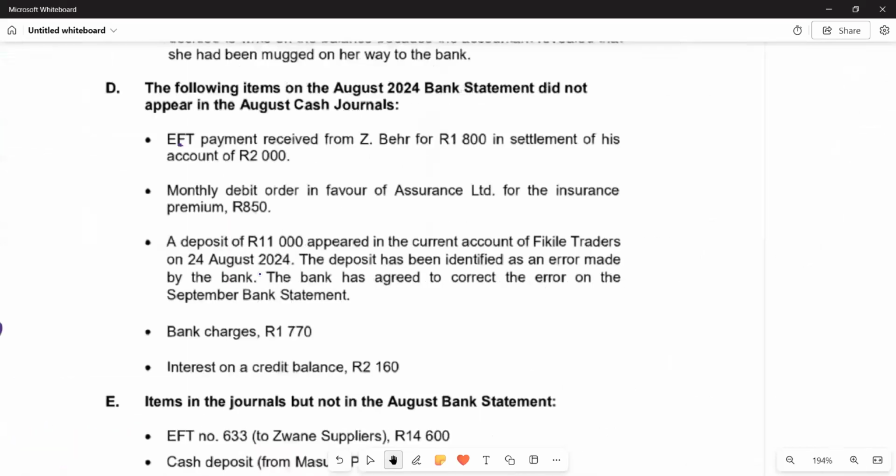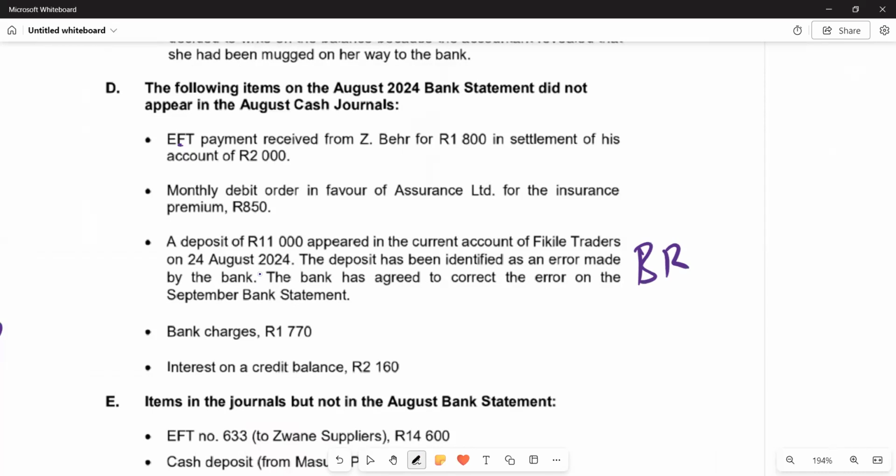We'll go to the next one, which is point number 3. A deposit of 11,000 appeared on the current account of Vikile Traders on 24 August 2024. The deposit has been identified as an error made by the bank. The bank has agreed to correct the error on the September bank statement. So you're seeing that this error has been made on the bank statement, which means our journals are correct, and it has to be corrected in the bank reconciliation statement. Since it's an error on the bank statement, and this entry is not supposed to be there, obviously we are not going to adjust it in the journals. We can only adjust it in the bank reconciliation. So we are saying this one should be adjusted to the bank reconciliation.